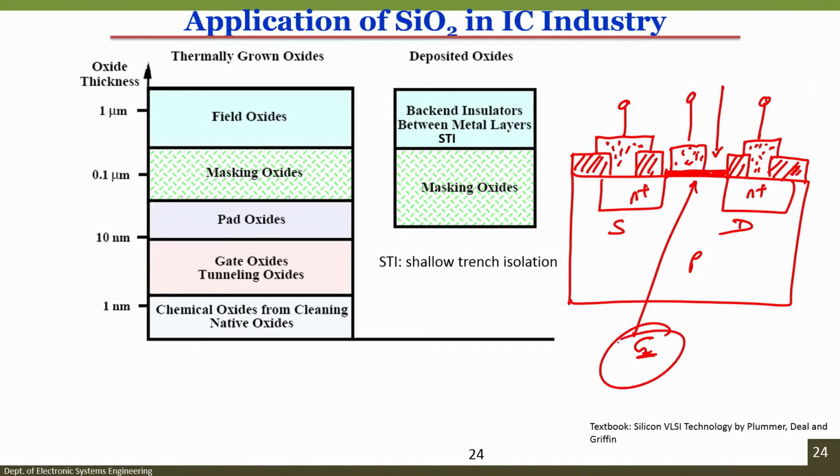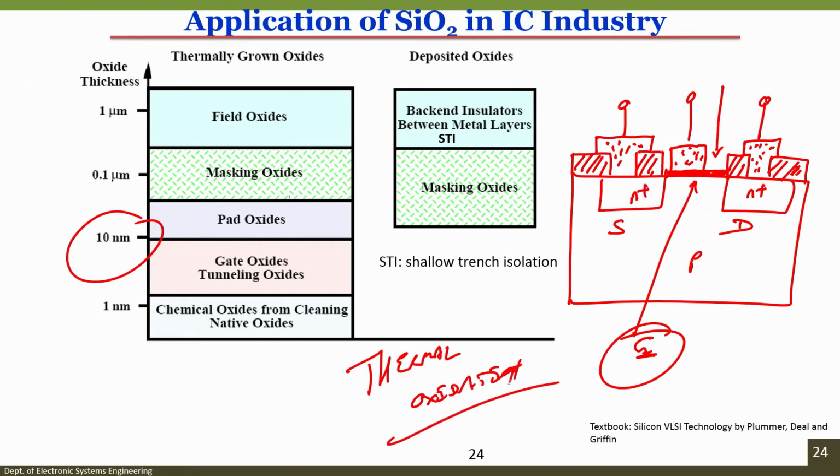This thin gate oxide layer is about 10 nanometer, and we are just understanding this depending on one of the technologies. There are different technologies to fabricate MOSFETs. This thin layer of gate oxide is grown using a technique called thermal oxidation, and we can have dry thermal oxidation or wet thermal oxidation.